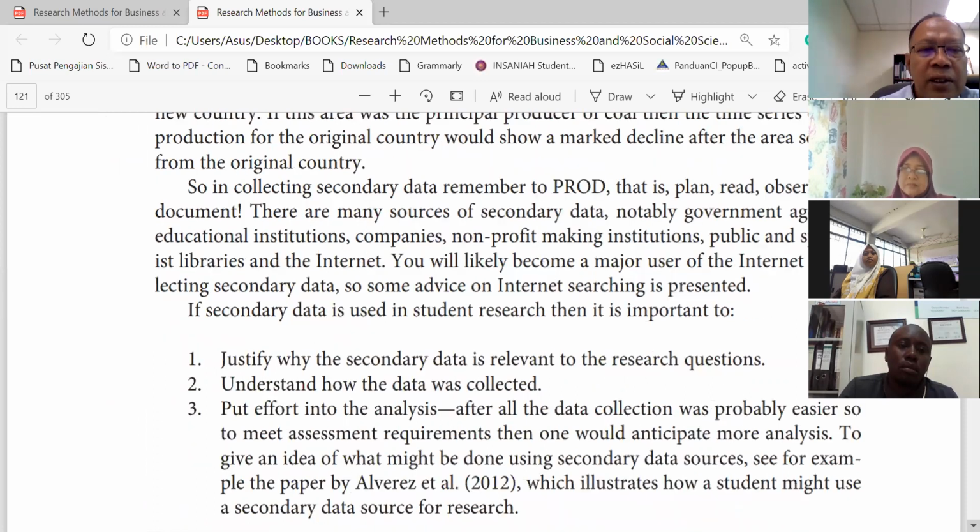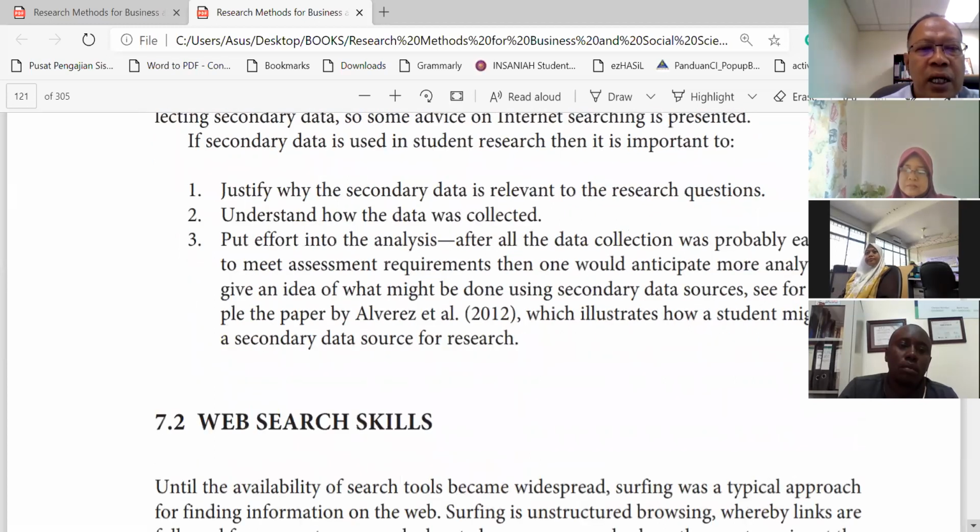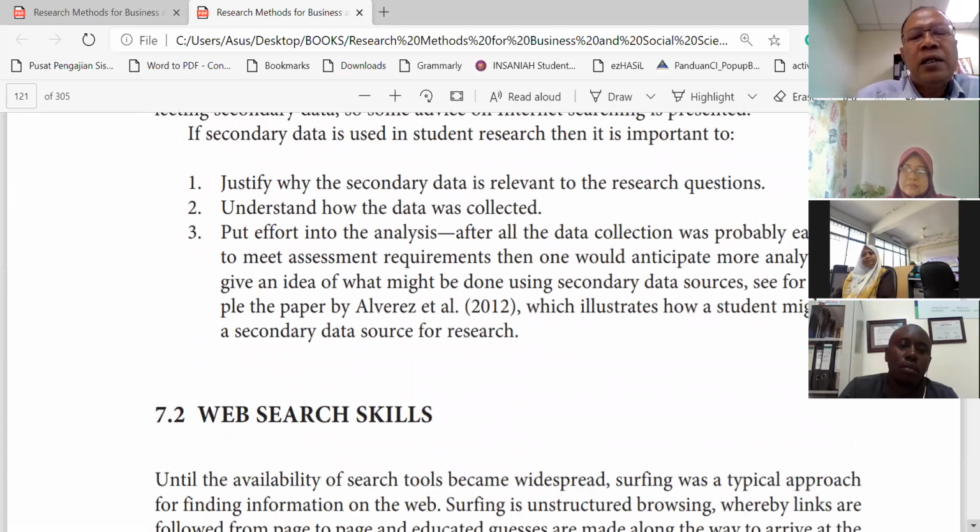So if you decide to use secondary data, then it is important to justify why you want to use secondary data, or why secondary data is relevant to your research questions. It's important to understand how the data was collected, and it's important to put effort into the analysis because the data is ready. You can use SPSS at master's level; at PhD level maybe you need EViews to get a more sophisticated analysis of the secondary data.